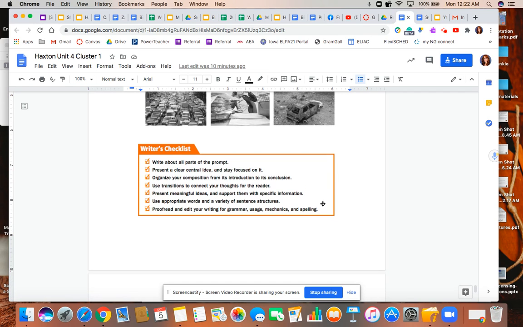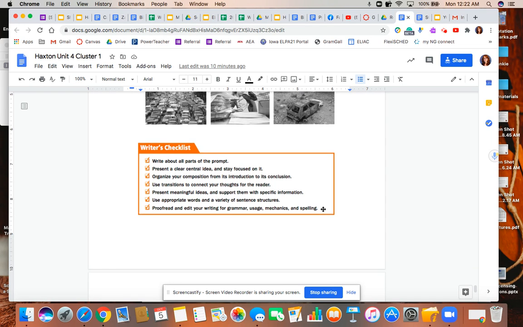And then lastly, you should always proofread and edit your writing for grammar, usage, mechanics, and spelling. And that's just the basics, right? Make sure your words are spelled right, make sure you got those capital letters, make sure you got those periods. Take a look at your verbs, make sure they're in the right tense, just basic stuff like that.